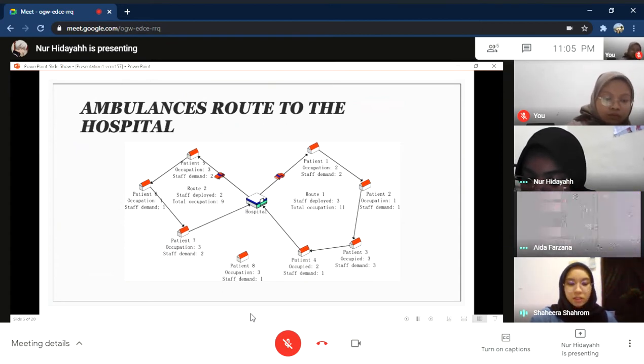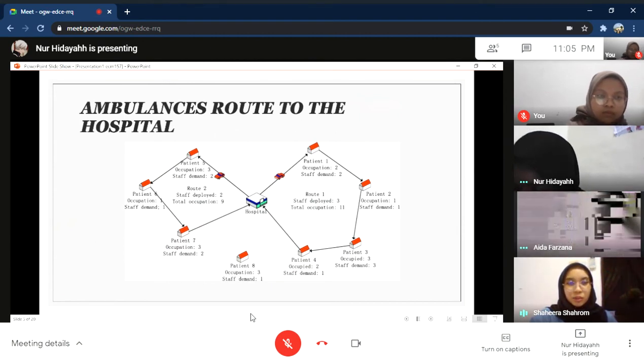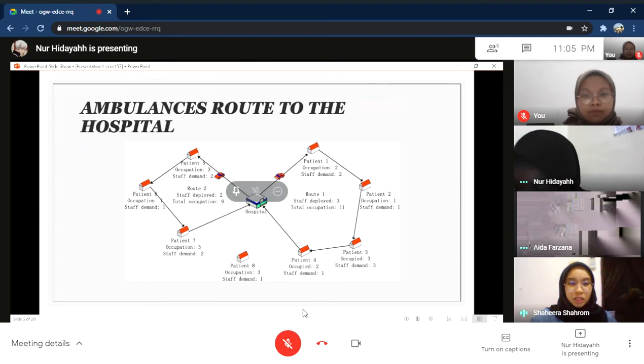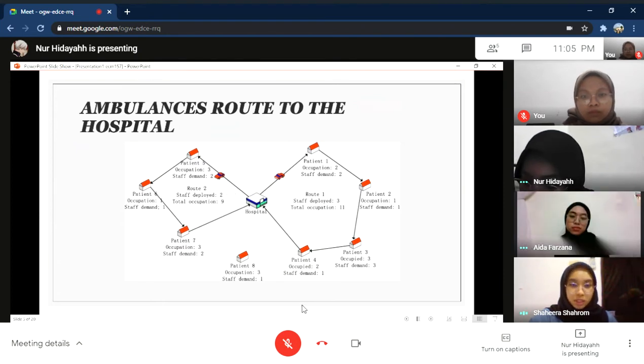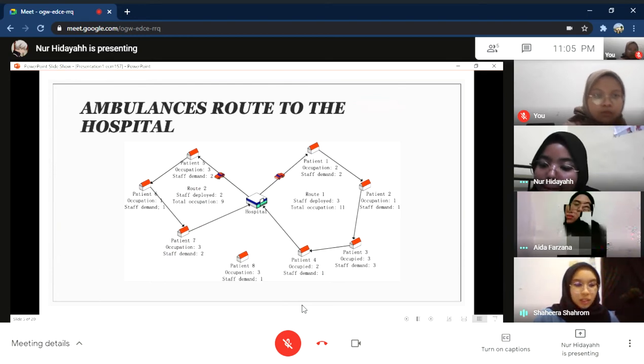So I did my research that ambulances take mostly 8 minutes to get to the patient's house and also back to the hospital. So it is very important that ambulance paramedics know which is the suitable route from the hospital to the patient's house and back to the hospital. Okay, next.